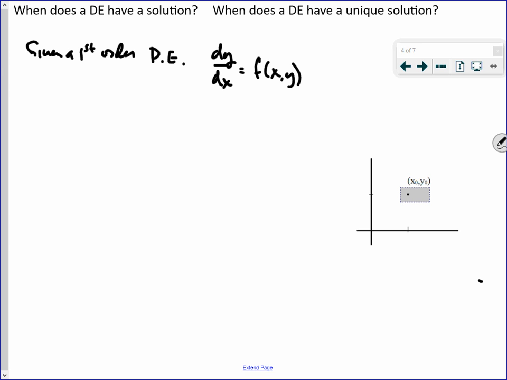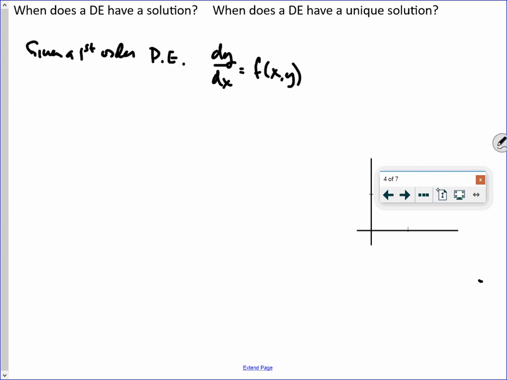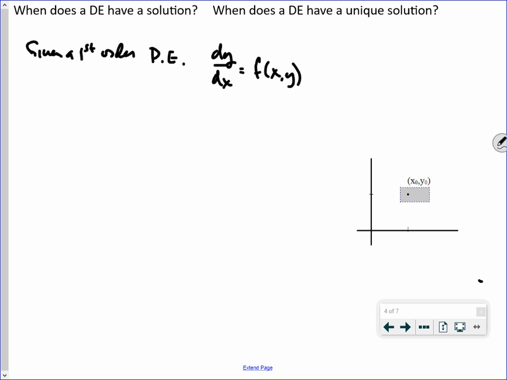And so we have a first order DE, dy dx equals f of x, y. So it's just some formula of x and y. And we also have some sort of initial condition. There's a particular point in the plane we're interested in, x0, y0. So we want to know, does this have a solution? Is there a solution to this equation through this point?